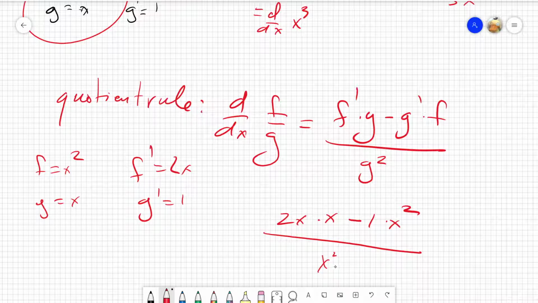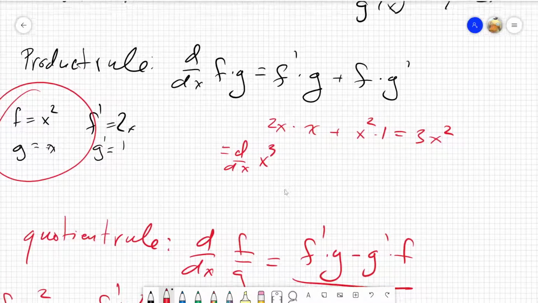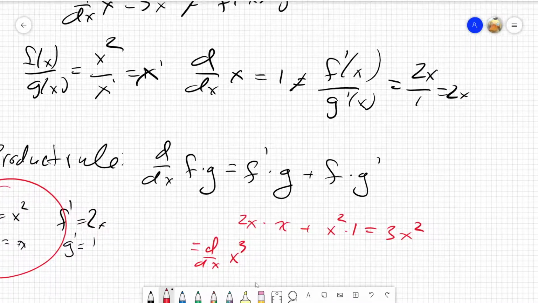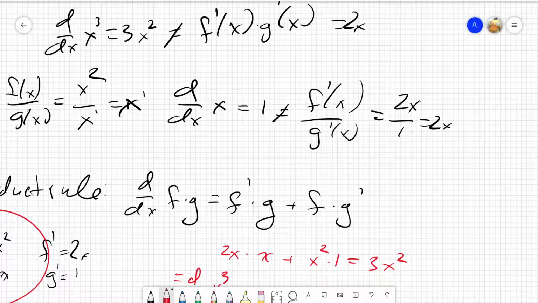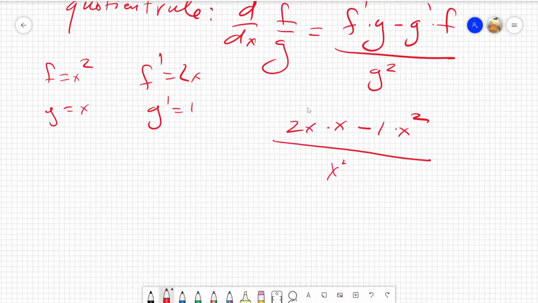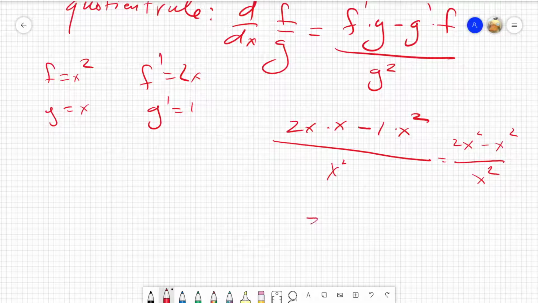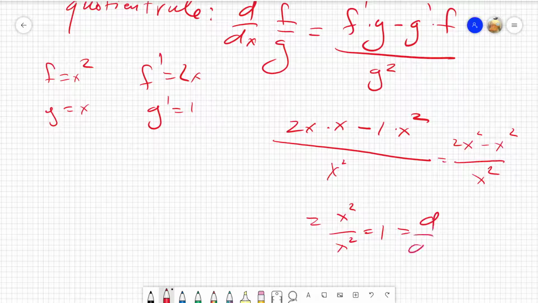x squared. Why do I feel like I'm missing something up here? No, actually, this is totally right. No, I did it totally right. So this is 2x squared minus x squared over x squared, which is x squared over x squared, which is 1, which is, in fact, the derivative with respect to x of x squared over x.